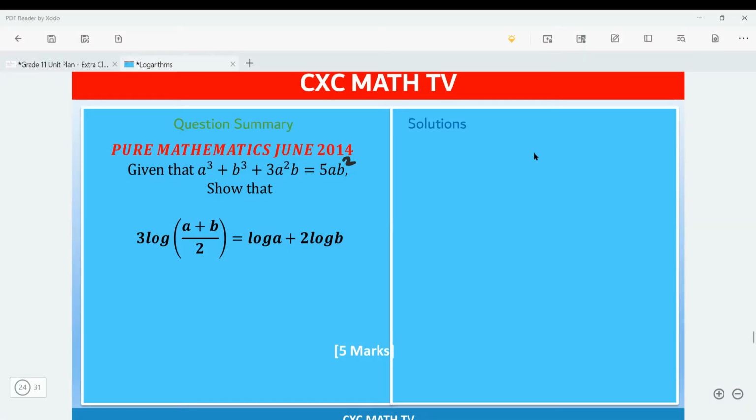All right, this question is taken from the June 2014 paper, and it says, given that a cube plus b cube plus 3a squared b is equal to 5ab squared, show that 3 log of (a plus b over 2) is equal to log a plus 2 log b. Go ahead, pause the video and attempt this question.